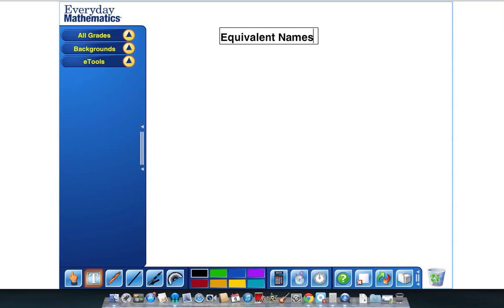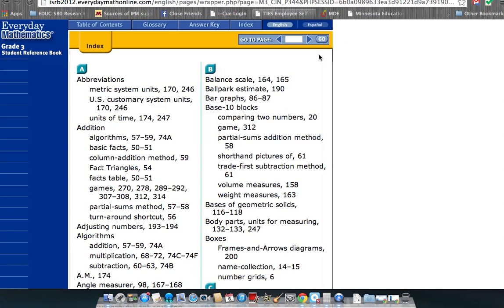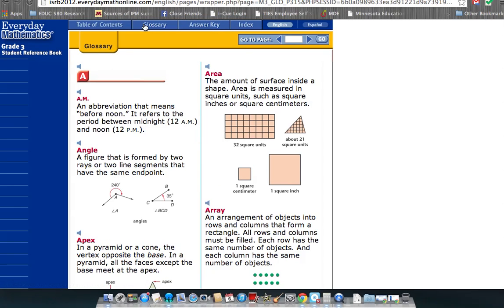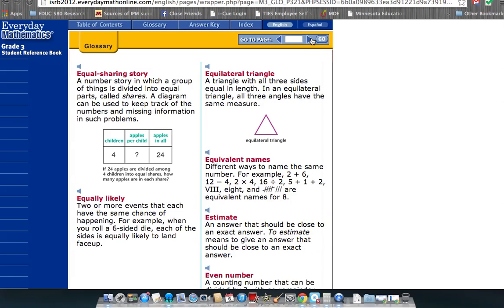So equivalent names. If I wanted to know what that meant, one of the things I could do would be to open up my student reference book and look for the definition of it. For that I can look in the glossary. If you have your handheld book, you can do this. If you're online, you can look in the student reference book too, and you can click on glossary. Equivalent starts with an E, so equal, sharing, equivalent names right here.